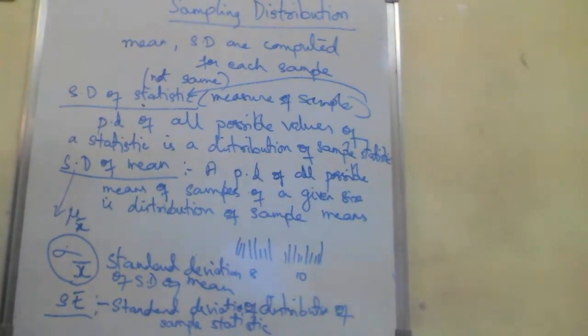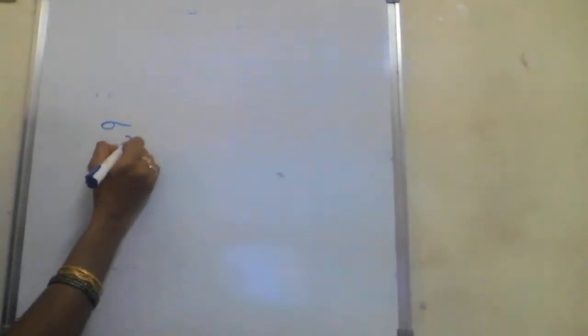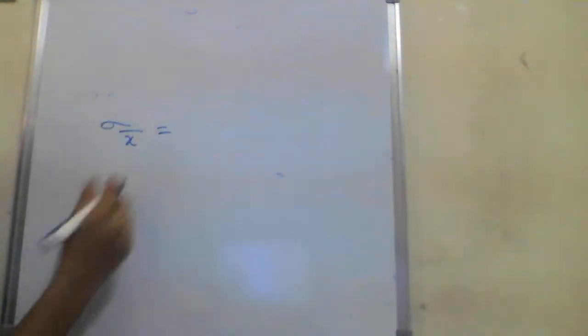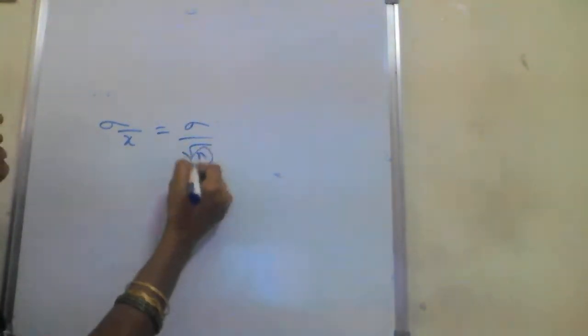So next is the central limit theorem. With this we'll complete this unit, the second unit will be completed. So standard error is the standard deviation of the sampling distribution of mean. Next we'll see how to find this standard error of mean. The standard error of mean, sigma x bar, is given by sigma by root n, where sigma is the standard deviation and n is the sample size.